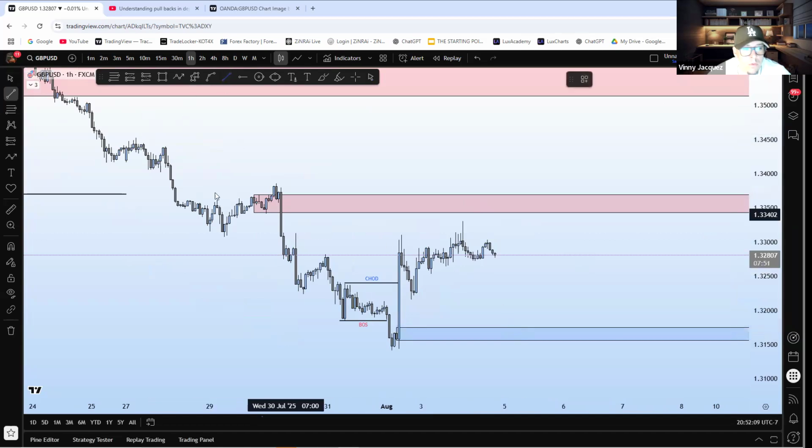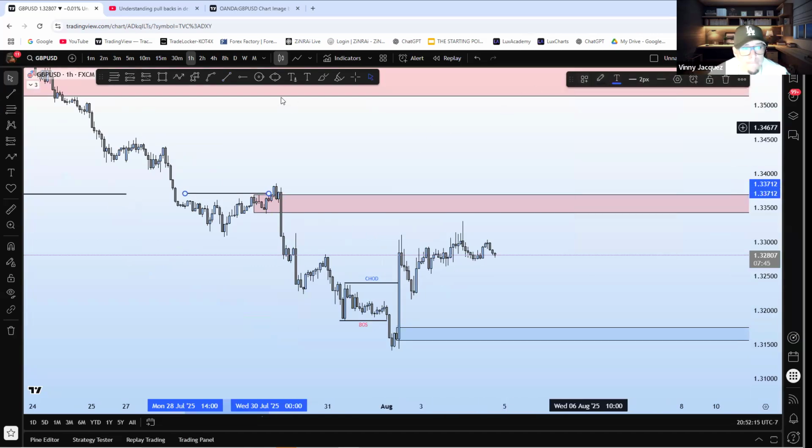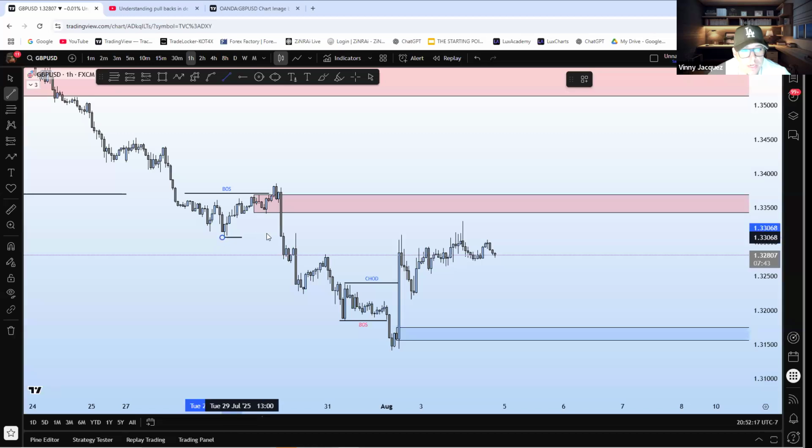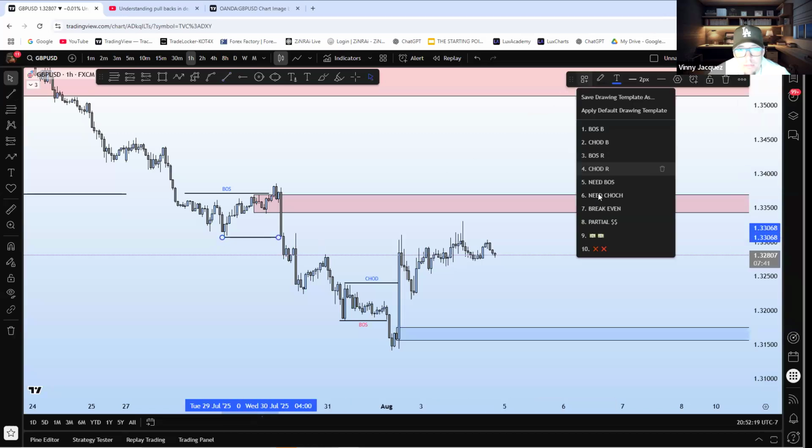Okay. We have a liquidity sweep here along with the break of structure. And then we have the change of direction, battle imbalance.